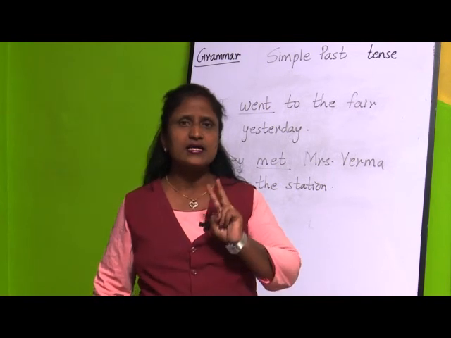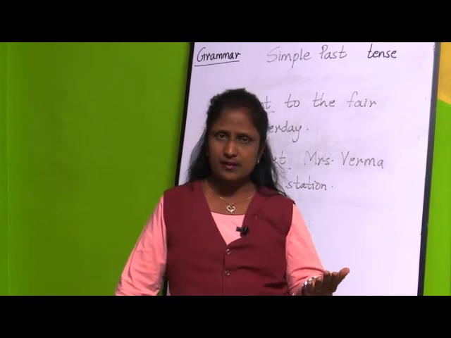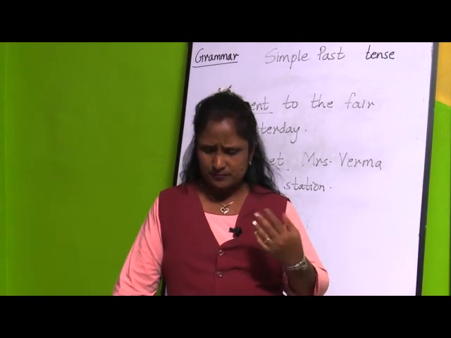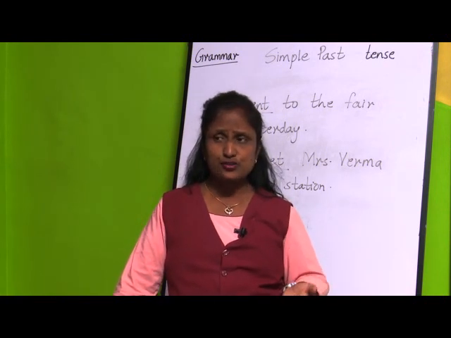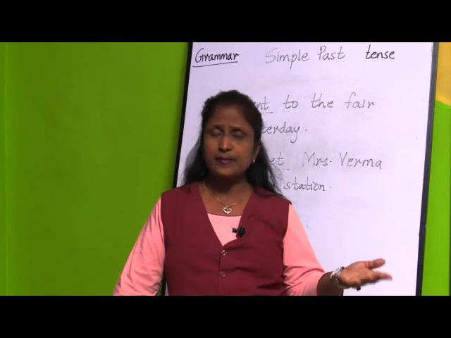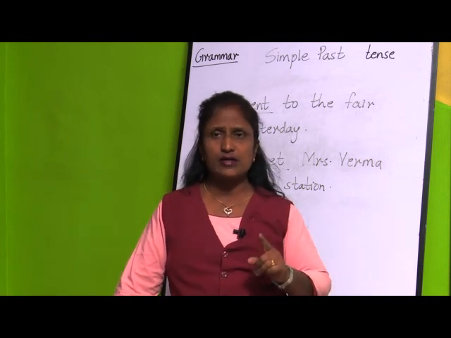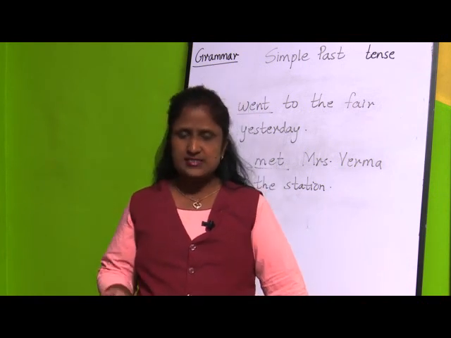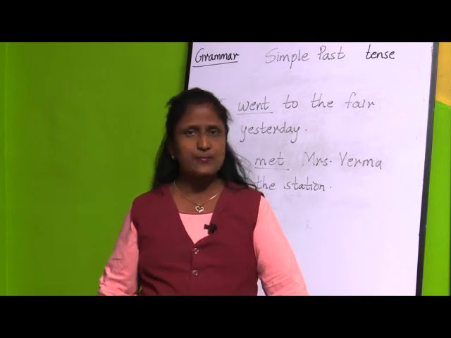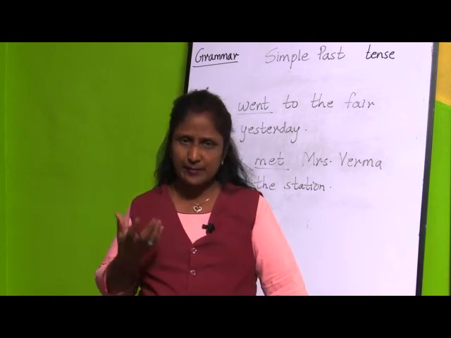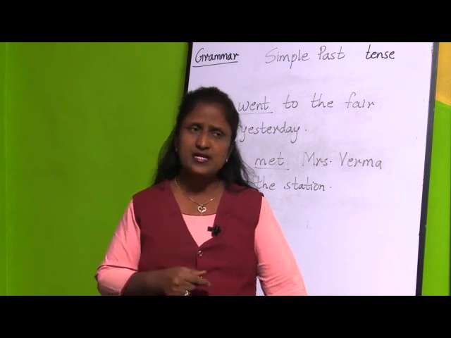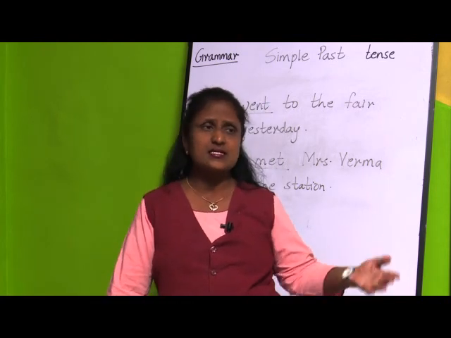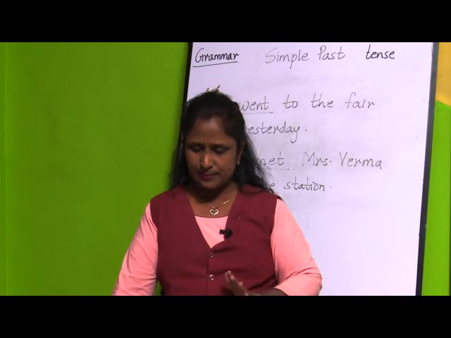Simple past tense, what does it tell? It tells about the action which has taken place sometime before in the past, and the second thing is when we are talking about the habitual actions which took place in the past. Those verbs are called simple past tense. So whatever habitual actions you have done in the past, and the other thing is when the action has taken place sometime in the past, that is called simple past tense.